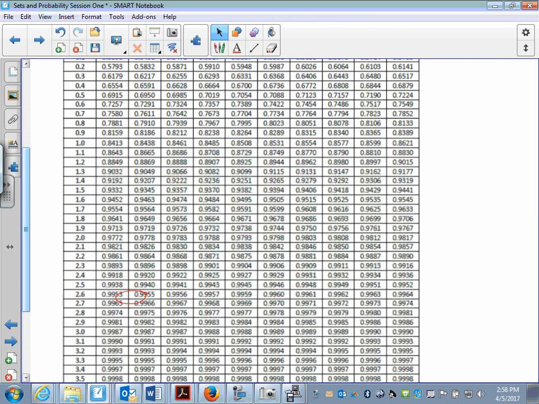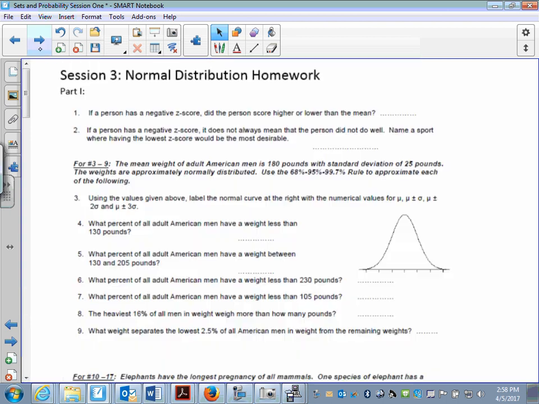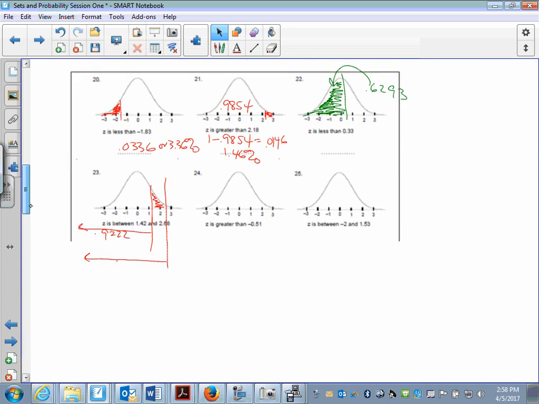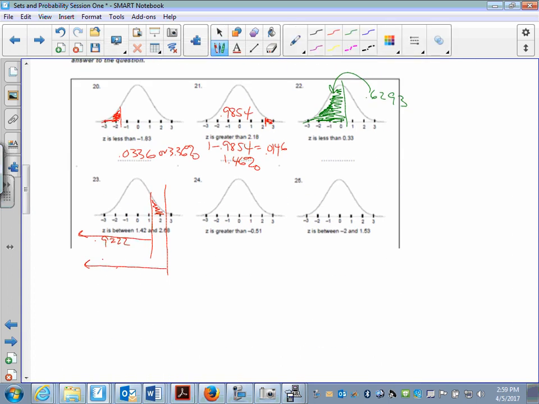Now 2.68. 2.6, 0, 1, 2, 3, 4, 5, 6, 7, 8. So 2.68 is 0.9963. And we'll subtract that first number from the second number. 2 minus 3 is 1, 6 minus 2 is 4, 9 minus 2 is 7, 9 minus 9 is 0. So we get 0.0741 or 7.41%.